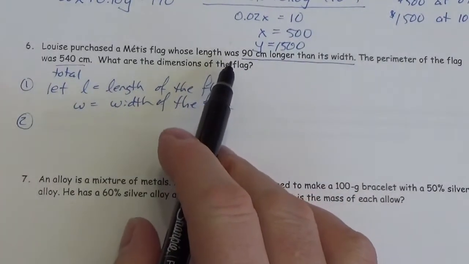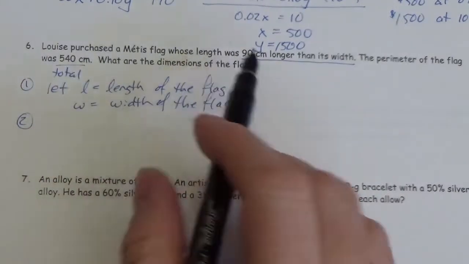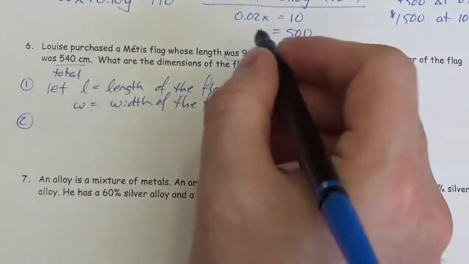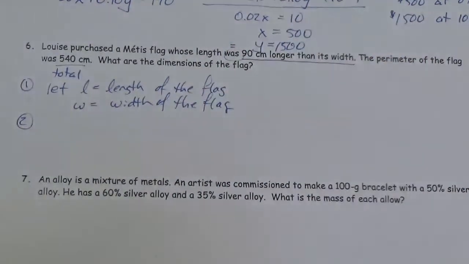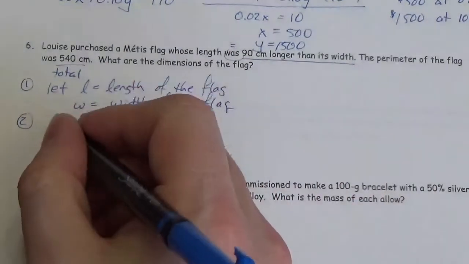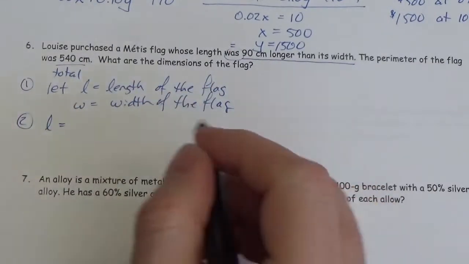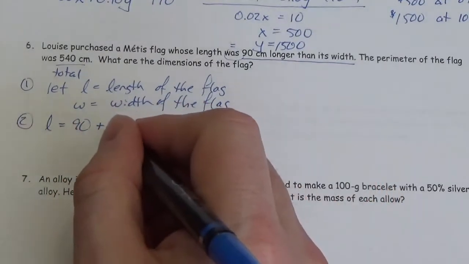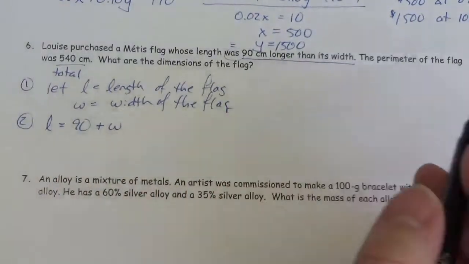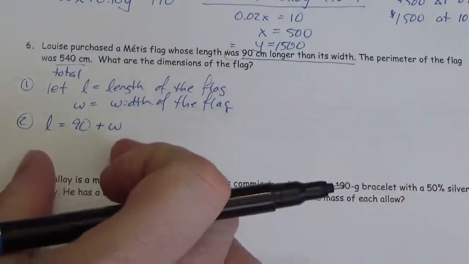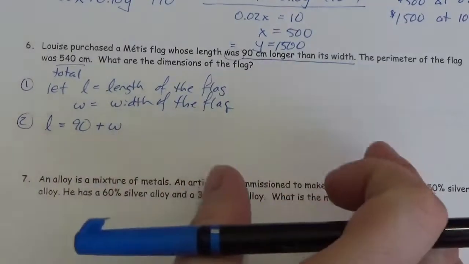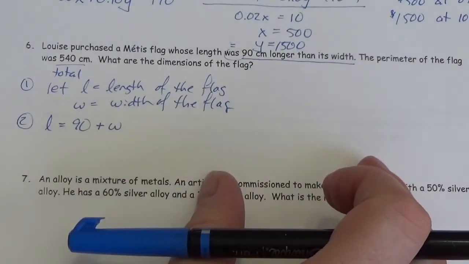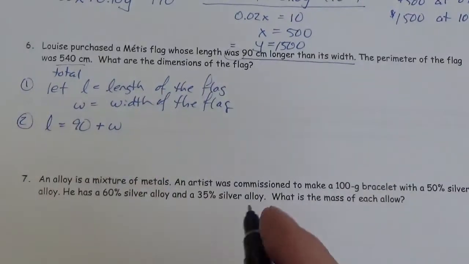Now, this first one says the length was. Now remember, that word was implies an equal sign. Whenever you see this, and I know I said it before, this state of being verb, is, was, are, those are equal signs typically. So length was 90 centimeters longer, so I'm going to add that to the width. It's longer than the width, so I'm just comparing it. I'm going to add 90. Right away I can see that when I'm solving it, I'm likely going to be using substitution. That's a beautiful setup right there.